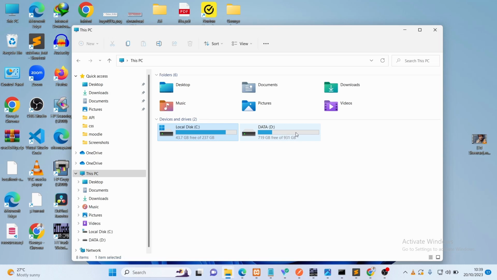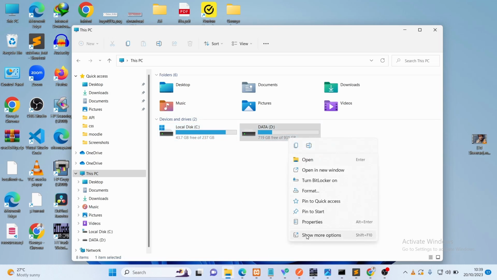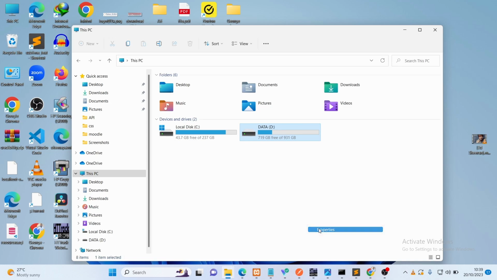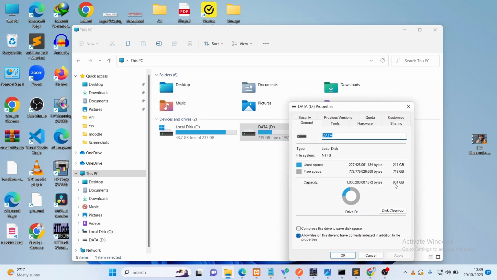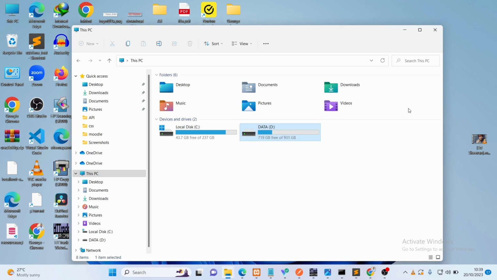But you can see I have a drive D, right? I have a drive D of a terabyte capacity. 931 gigabytes is almost a terabyte worth of space, and you can see I have only used 211 gigabytes. I have a free space of 719. This is a lot of space for me to store whatever it is I want to do, be it heavy videos and whatever it is.